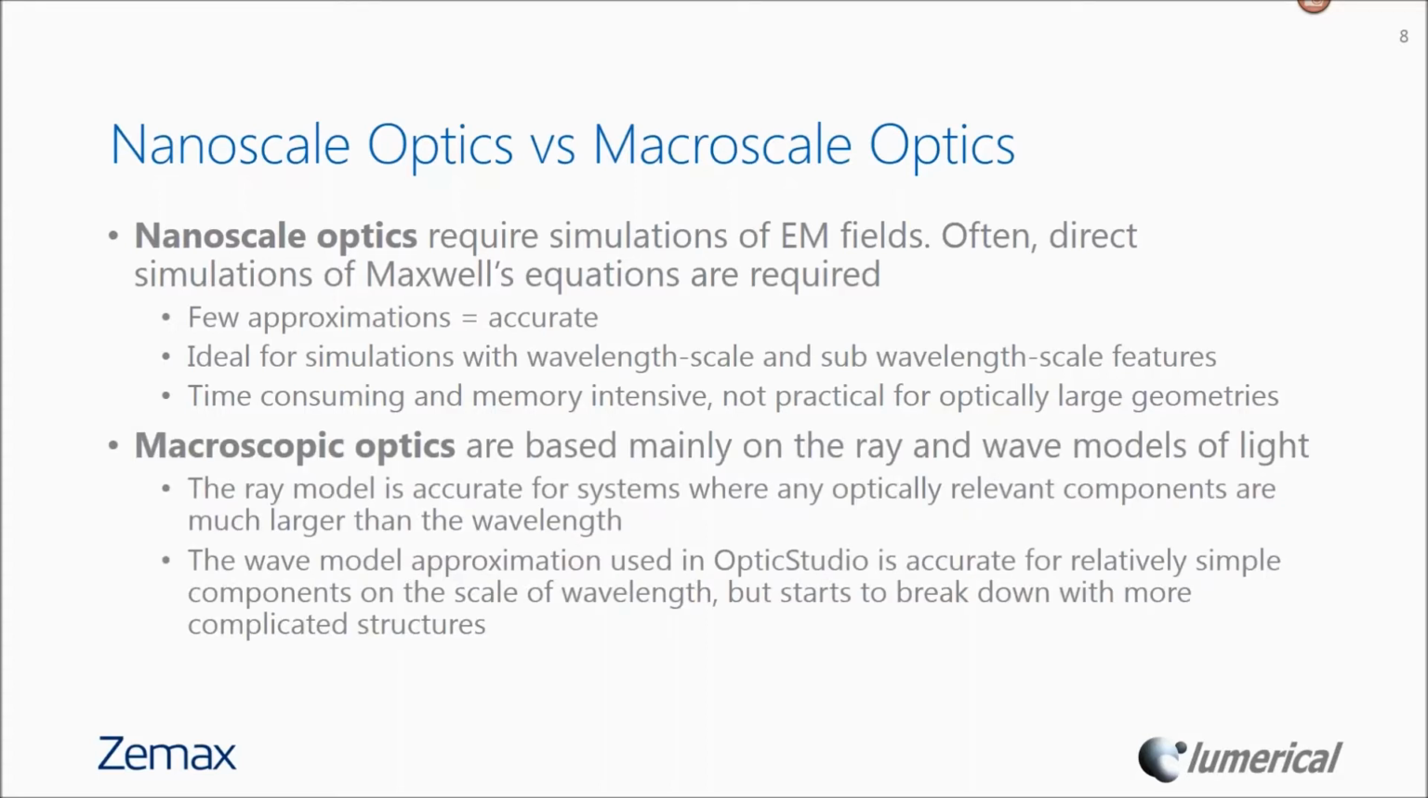So on the other side, we have macroscopic optics, and these are based mainly on the ray or wave approximation models of light, and both of these options are available in OpticStudio. The ray model is accurate for systems where any optically relevant components are much larger than the wavelength, and the wave model approximation is accurate for relatively simple geometries on the scale of wavelength, but it does start to break down with more complicated structures.